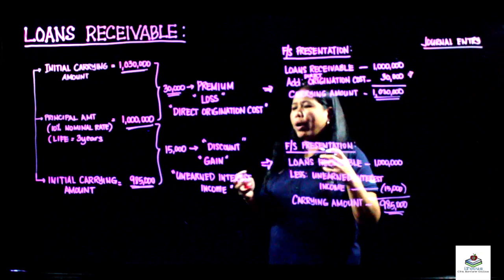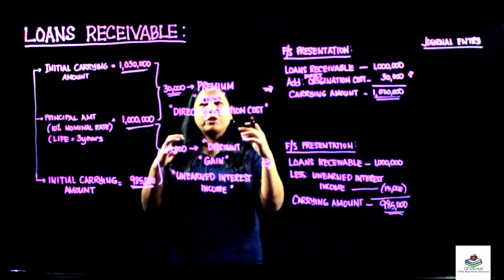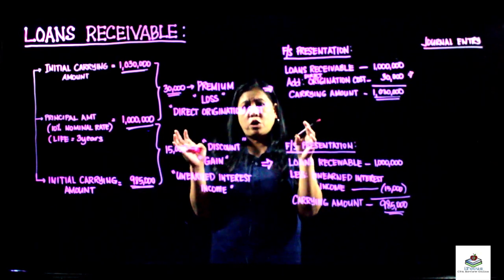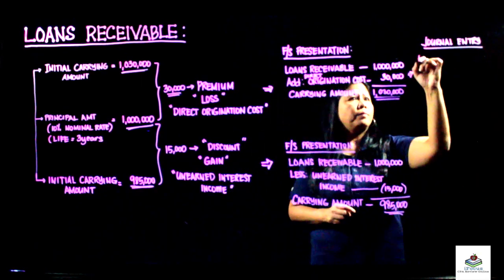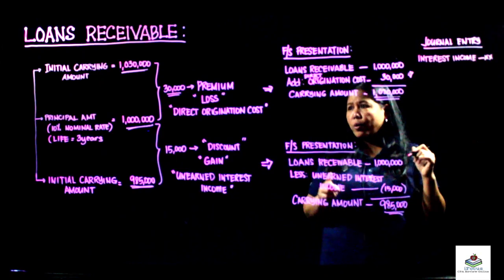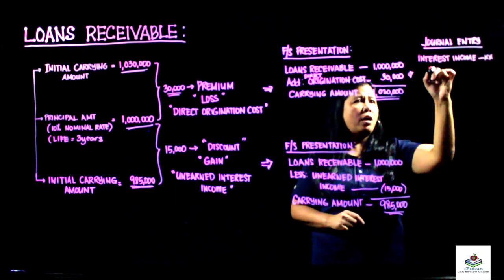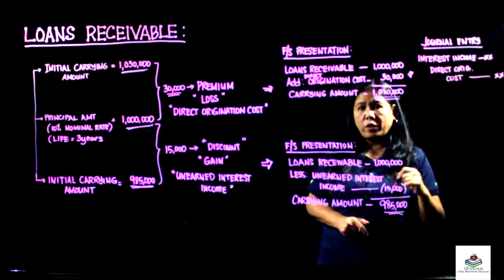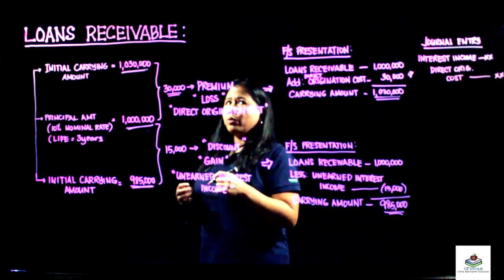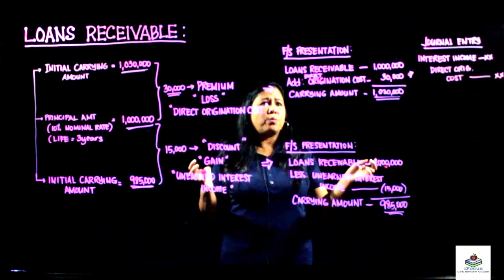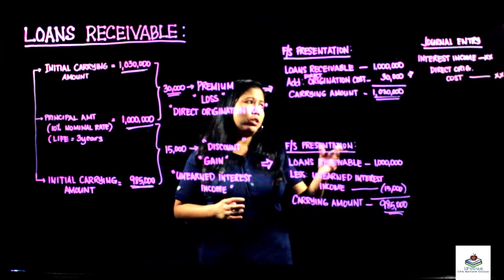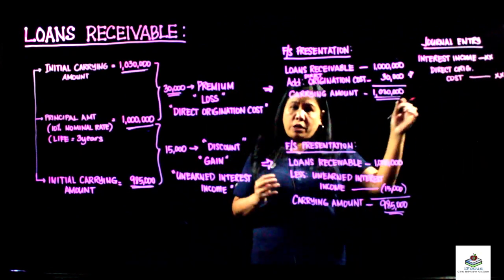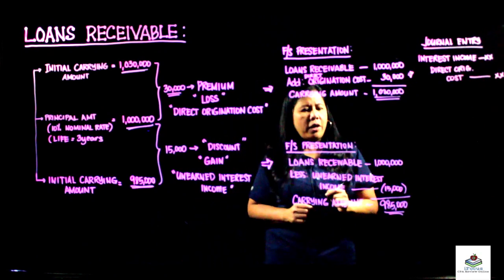All right, so when we amortize this direct origination cost, we will debit interest income and we credit the direct origination costs. All right, that's our entry when we amortize the direct origination cost. Then we will talk about the calculations of the amount of the amortizations in a little bit here.